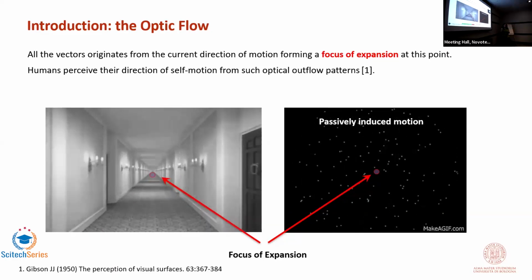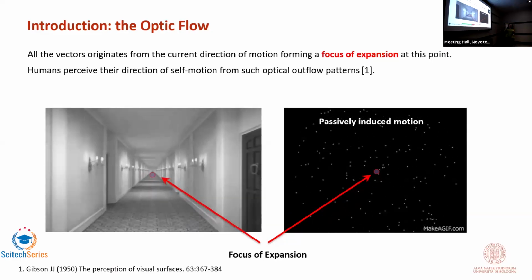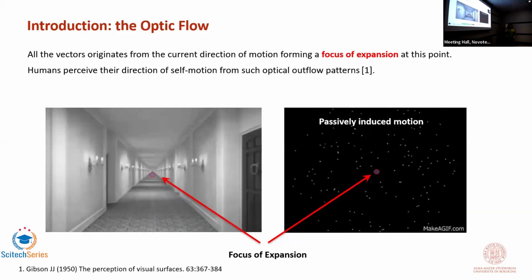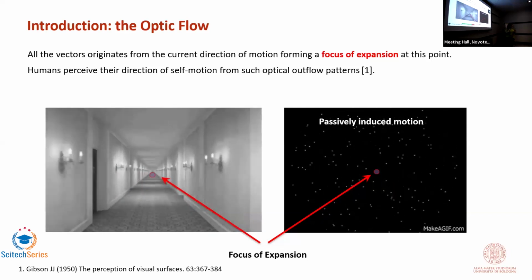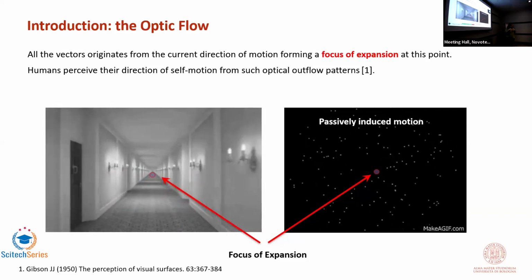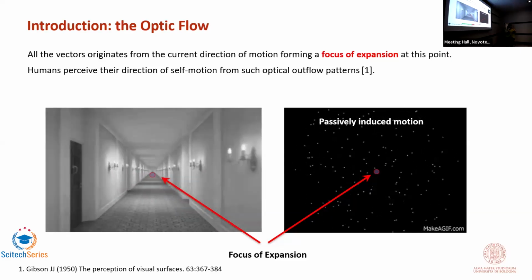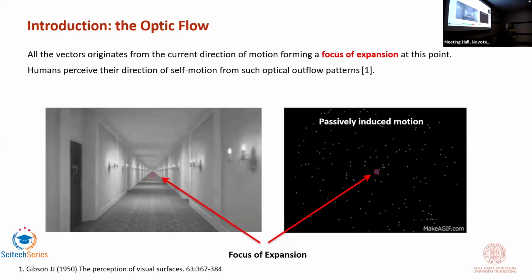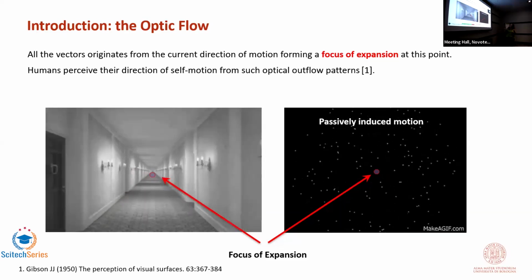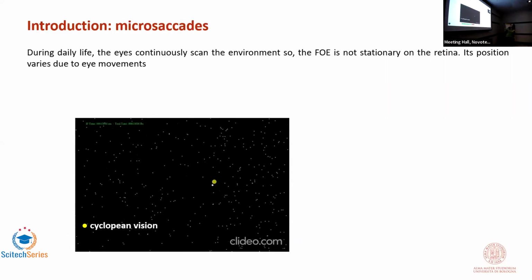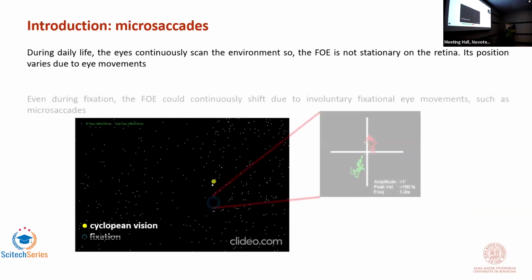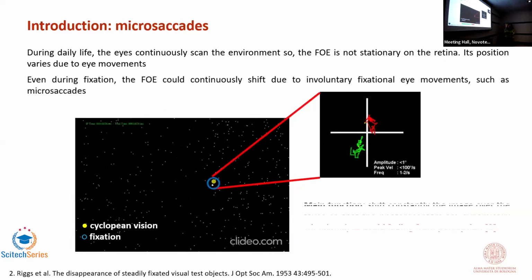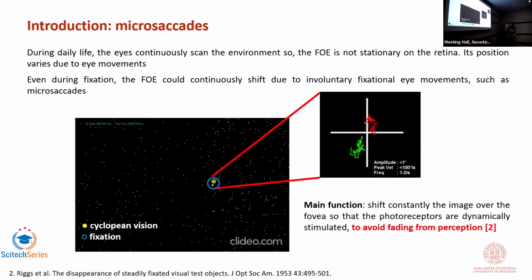And this is very important because we need attention to navigate in the environment. Even if we don't perceive that we are paying attention to something, we need attention, and these mechanisms seem to be governed by microsaccades.